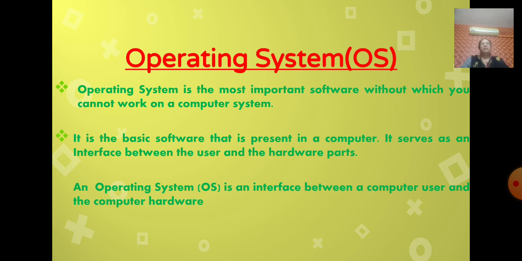It is the basic software that is present in a computer. It serves as an interface between the user and the hardware parts. The operating system serves as an interface between the user and the hardware parts. So the operating system is an interface between the computer user and the computer hardware.